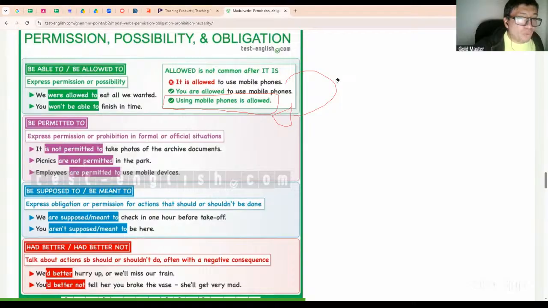That's it. We were allowed to eat all we wanted. You won't be able to finish in time. Tú no serás capaz de terminar a tiempo.